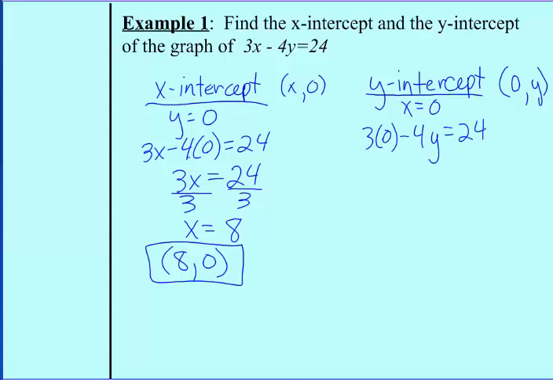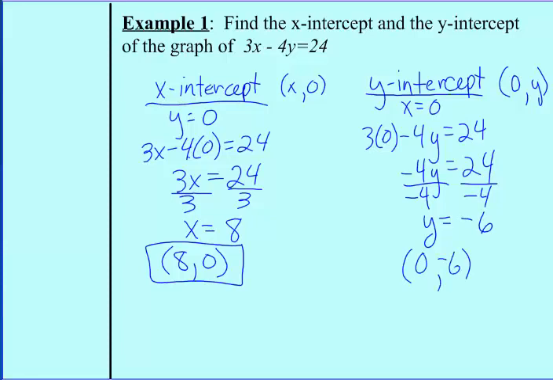Then simplify. 3 times 0 is 0, so I just have negative 4y equal to 24. Then you divide both sides by negative 4, so y is equal to negative 6. Don't forget to give me the y-intercept. That would be 0, negative 6. This is my y-intercept.